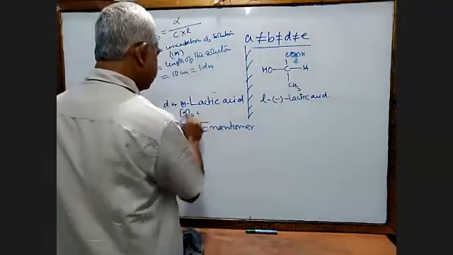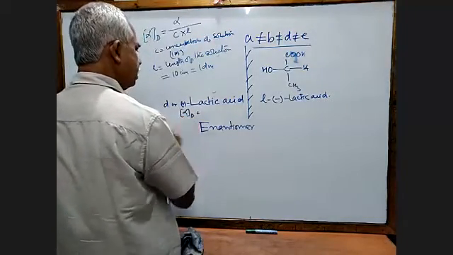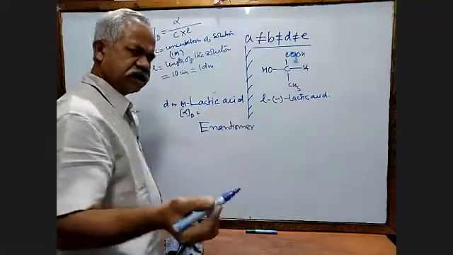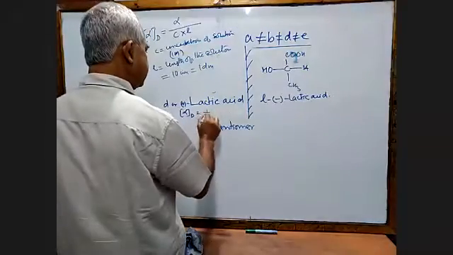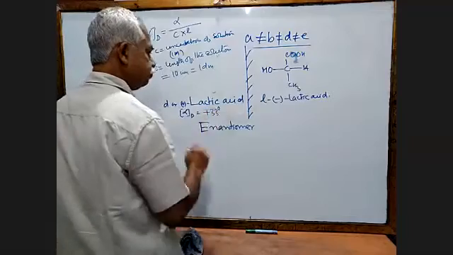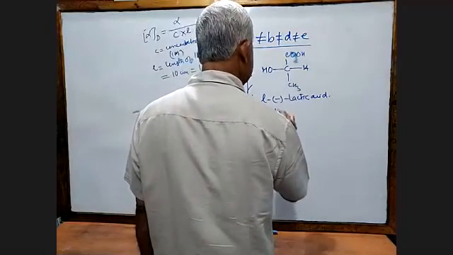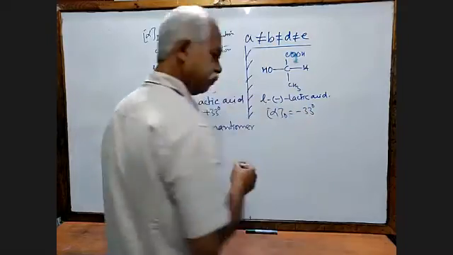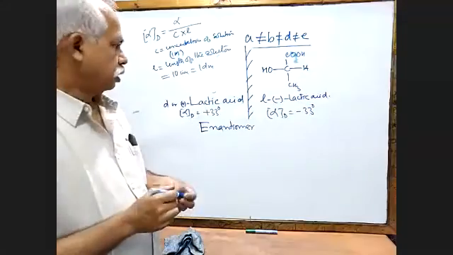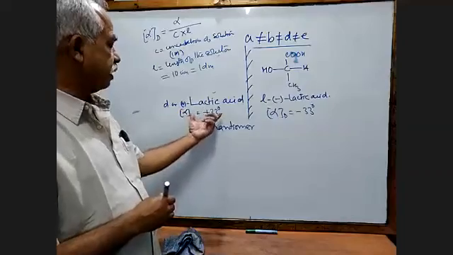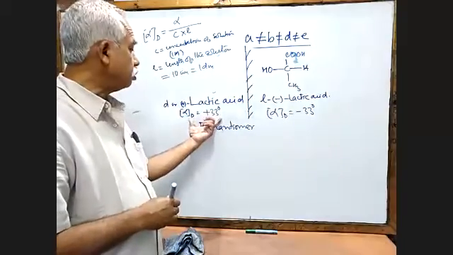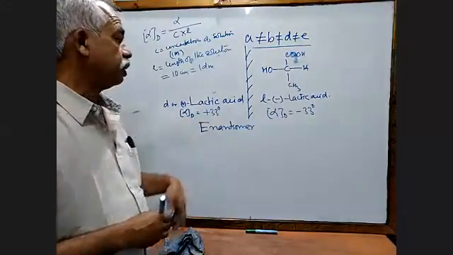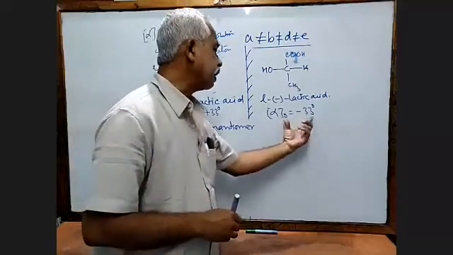Suppose this one is, assume that it is plus 33 degrees. Then this will be minus 33. Clear? So when I take pure D lactic acid, I will get this one. When I take pure L lactic acid, I will get this one.